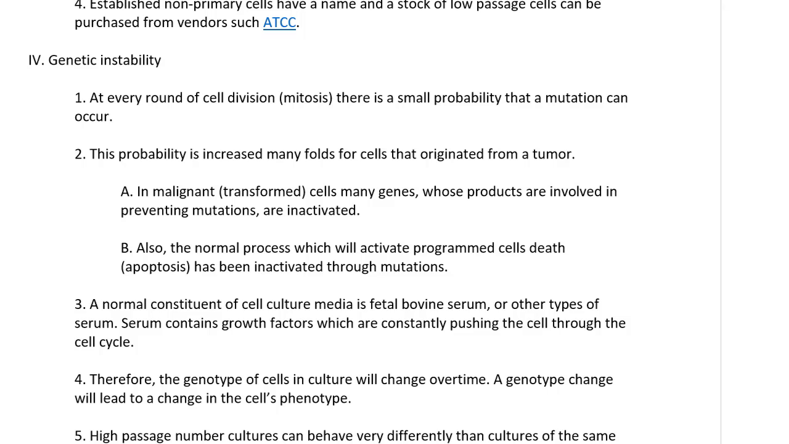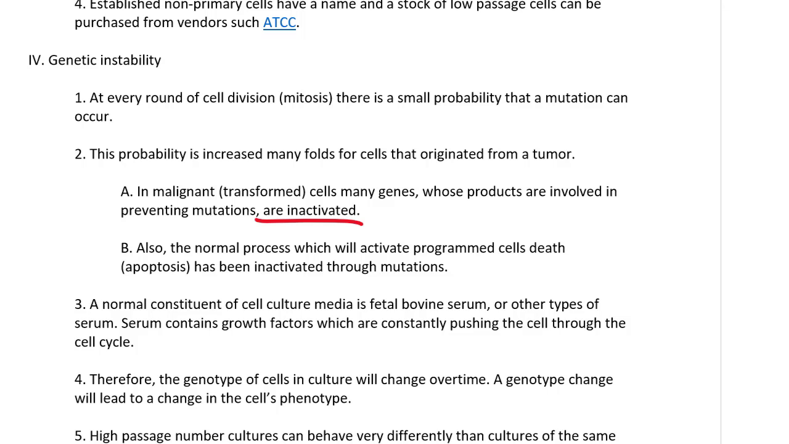All right, so genetic instability. At every round of cell division, there is a small probability that a mutation can occur. This probability is increased many folds for cells that originate from tumors. In malignant transformed cells, many genes whose products are involved in preventing mutations are inactivated. And this is true because one of the few things that have to be inactivated in a cell if it's going to have the cancer phenotype is that you have to inactivate any DNA checkpoints, meaning the checkpoints that if there's something wrong with the genome, the cell will either stop dividing, try to fix it, or it will go through apoptosis, programmed cell death.